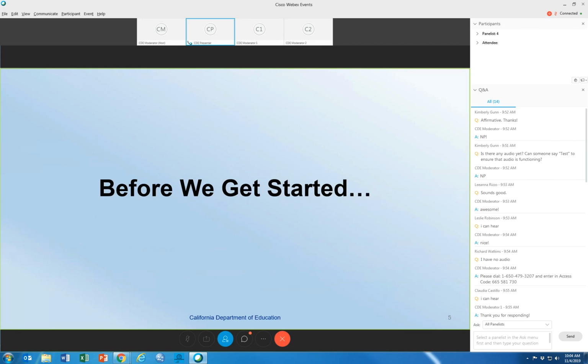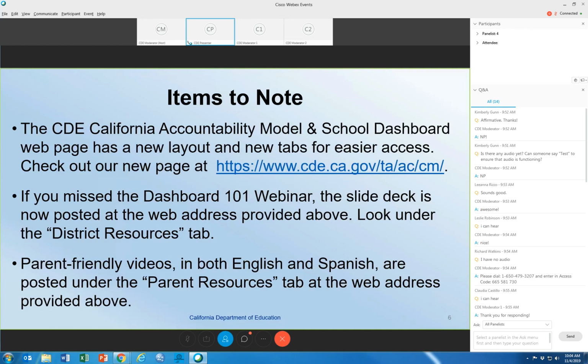Before we get started, just a couple more things. The California Accountability Model and School Dashboard webpage has a new layout. It got up this morning, so it's up now and available. It has new tabs, and we think it's going to be easier for people to access.